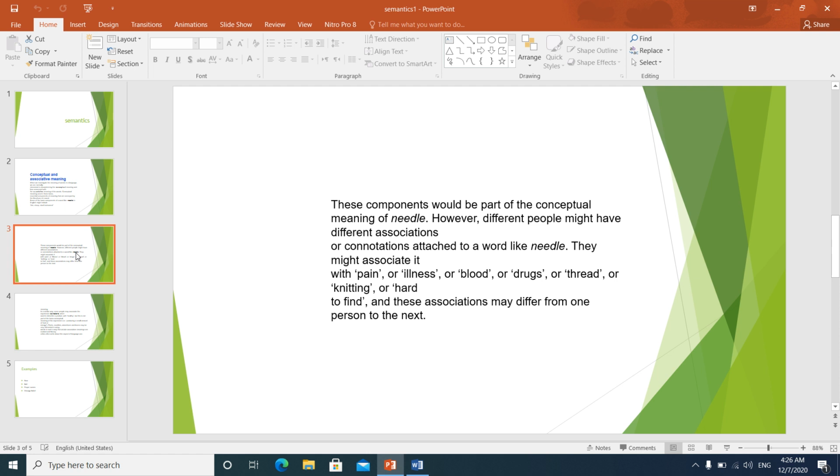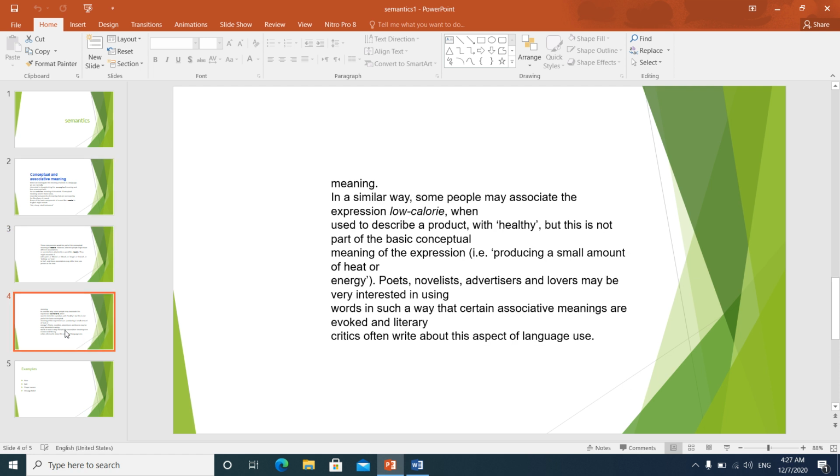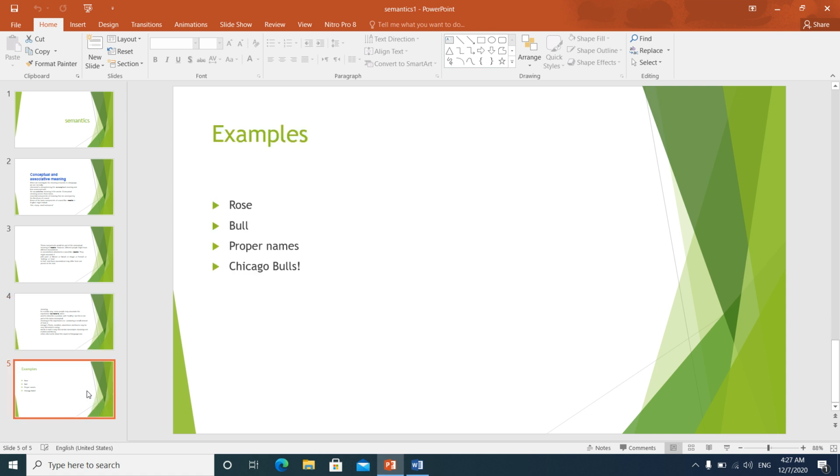You see, for example, needle could be associated with pain, illness, blood, drug, thread, knitting, heart. All of these are associations of the word needle. Of course, you need to give other examples. You need to think of other examples. But I'm mentioning needle because it is there in your book. We can give different examples on how associative meanings are different from one society to another.